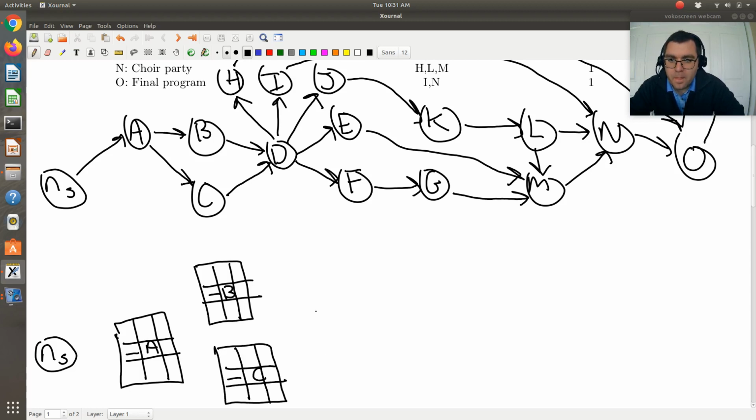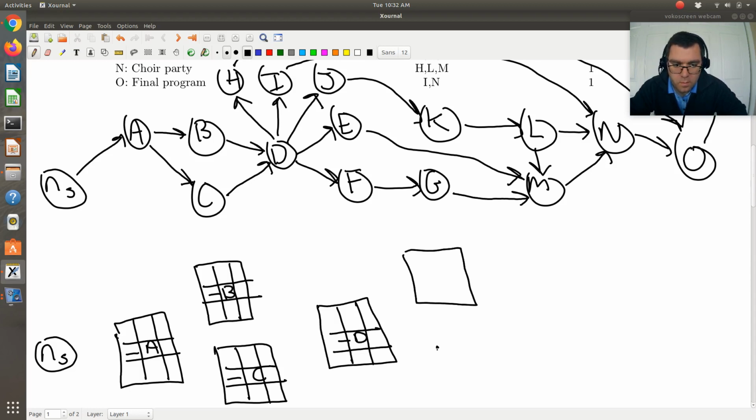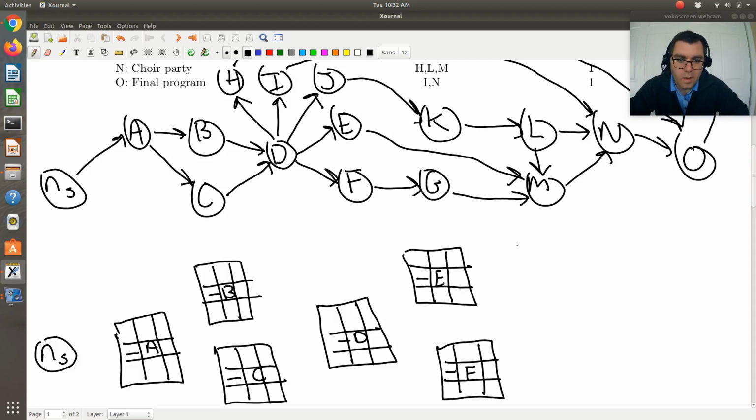B and C. And then from there, we had D. Okay, I'm going to go with E and F next. This should be F. And then E. Okay, then I had KG.